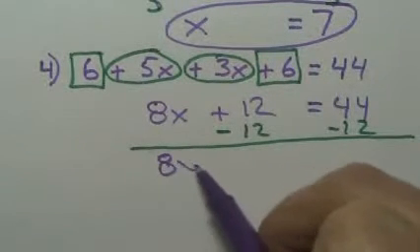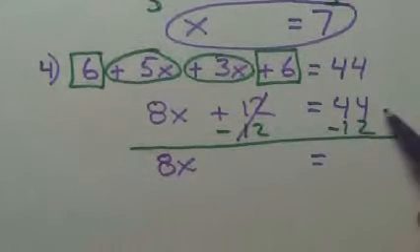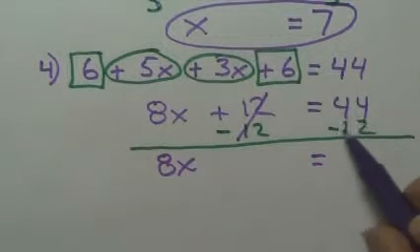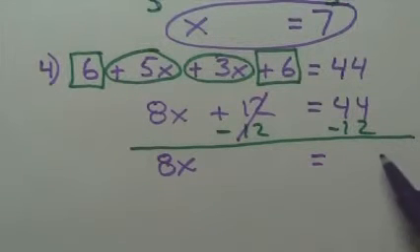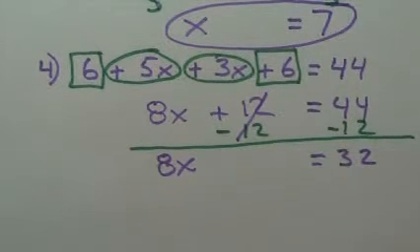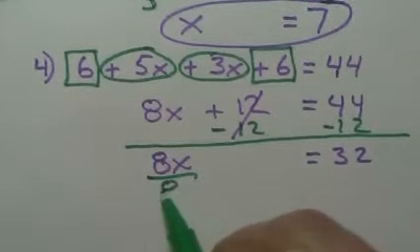So I have 8x. That's gone. Keep my equals lined up. 44 take away 12. How much is that? 4 minus 2 is 2. 4 minus 1 is 3. It's 32. And you can probably see your answer right now, but I'm going to take the last step, divide by 8.